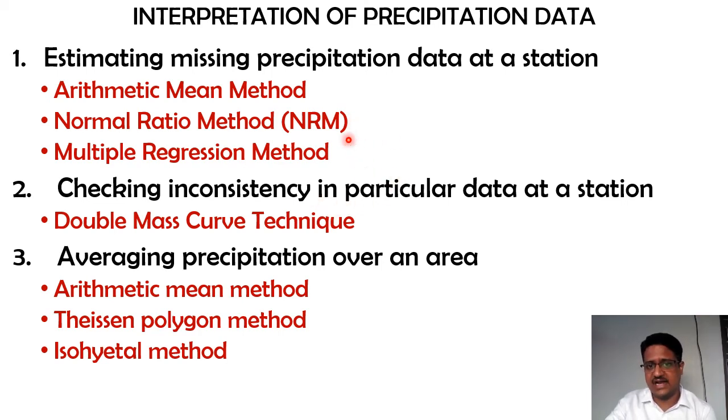For that, the first two steps can be used, whereas the third one has the ultimate goal of determining the average precipitation over an area, so that we can convert the depth of rainfall calculated from the various rain gauge stations into the volume of rainfall that has occurred. Keeping that in mind, the first one is estimating the missing precipitation data at a station.